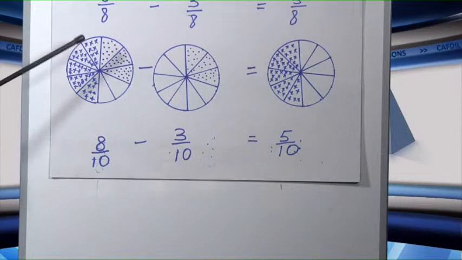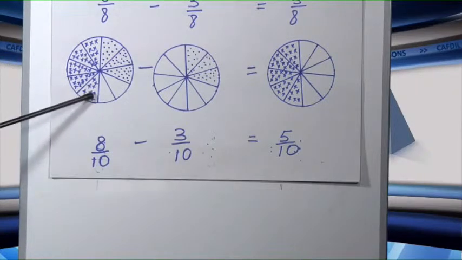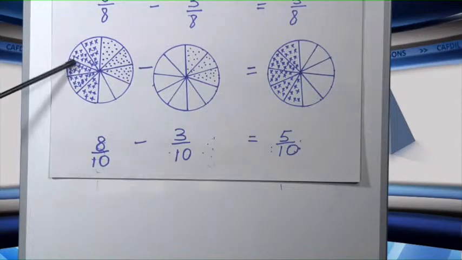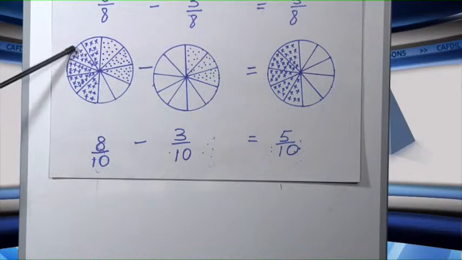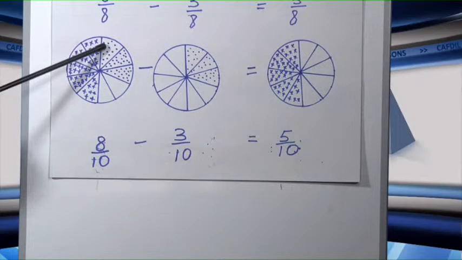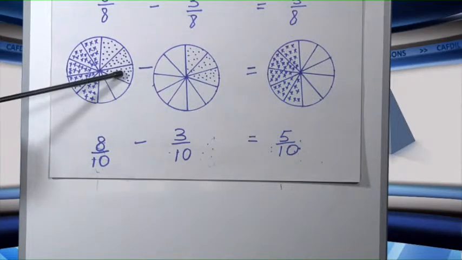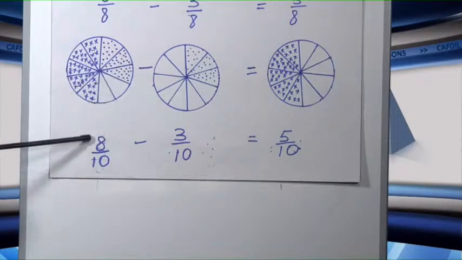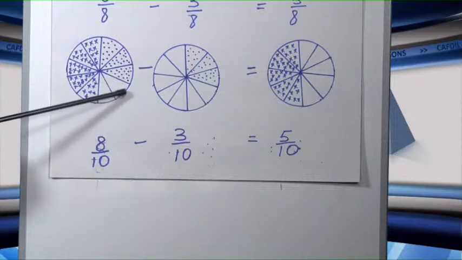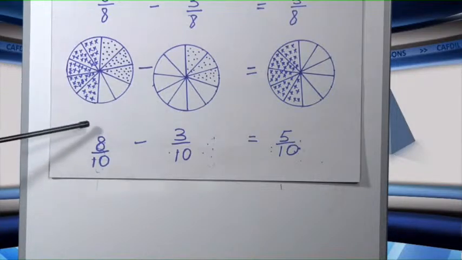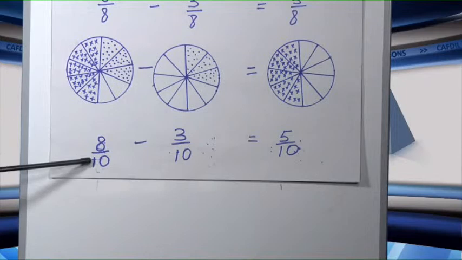Let us see how many parts have been shaded. Let us count. 1, 2, 3, 4, 5, 6, 7, 8. 8 parts have been shaded. Here it is. So what fraction has been shaded? 8 tenths. Say it again.